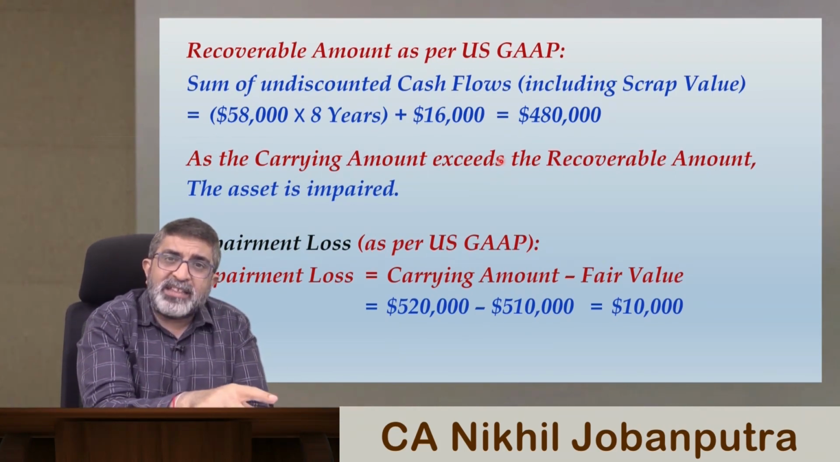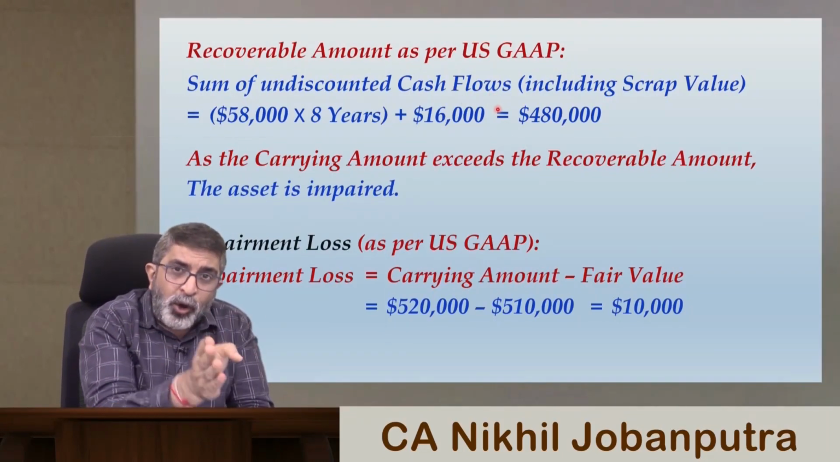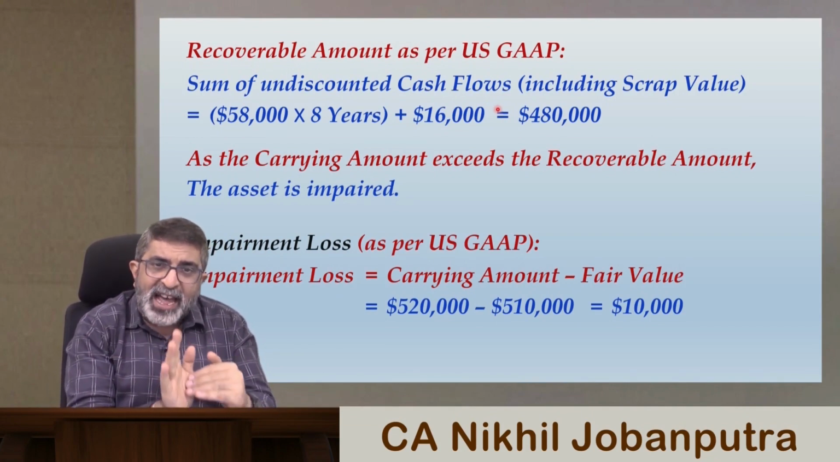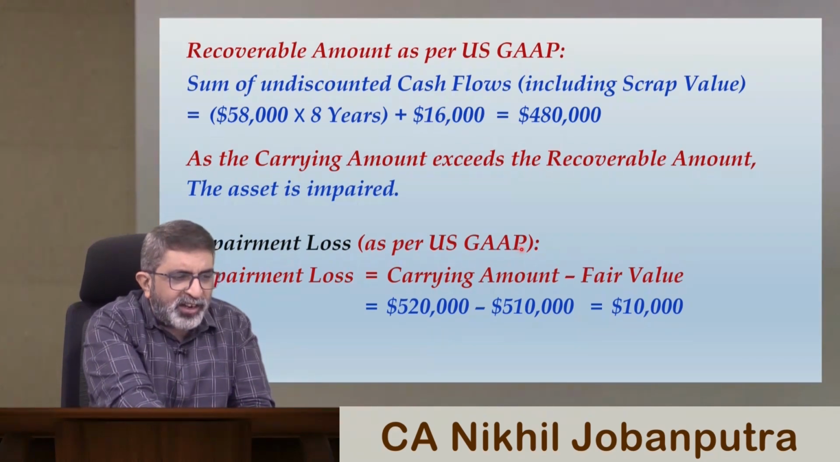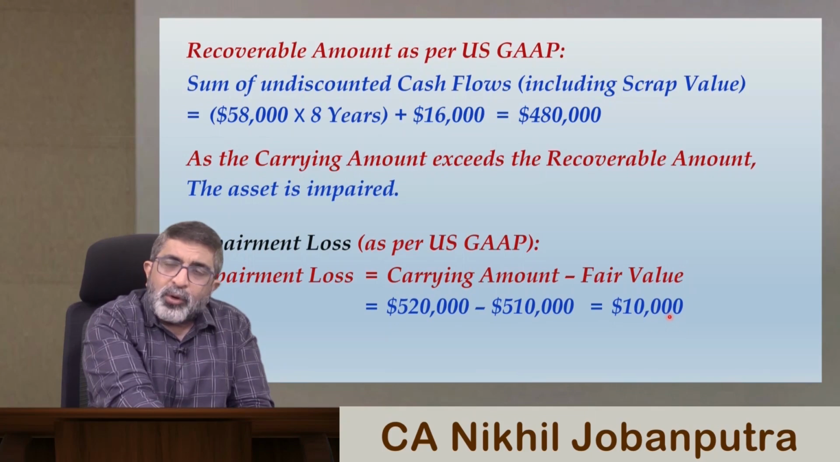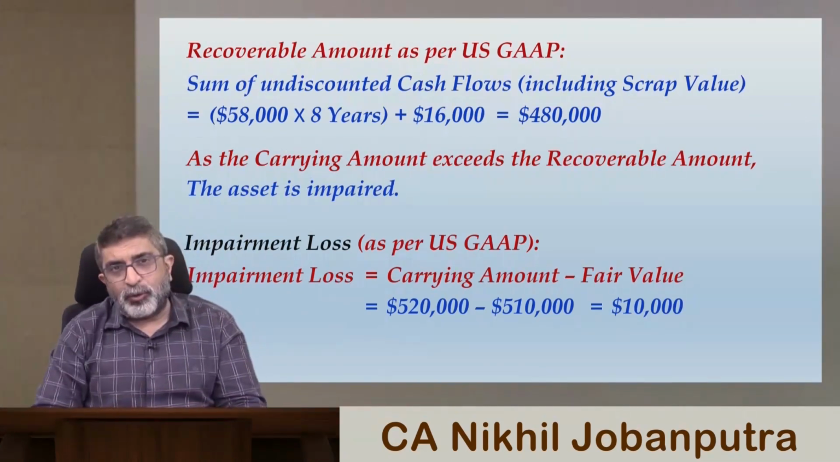For determining whether the asset is impaired or not, you are going to take the undiscounted cash flow aggregate, and if that falls short of the carrying amount, the asset is impaired. Once decided that the asset is impaired, the impairment loss under US GAAP will be computed by taking not carrying amount minus recoverable amount, but carrying amount minus fair value. And fair value, what was given in the question was $510,000. That subtracted, you get the impairment loss of $10,000.